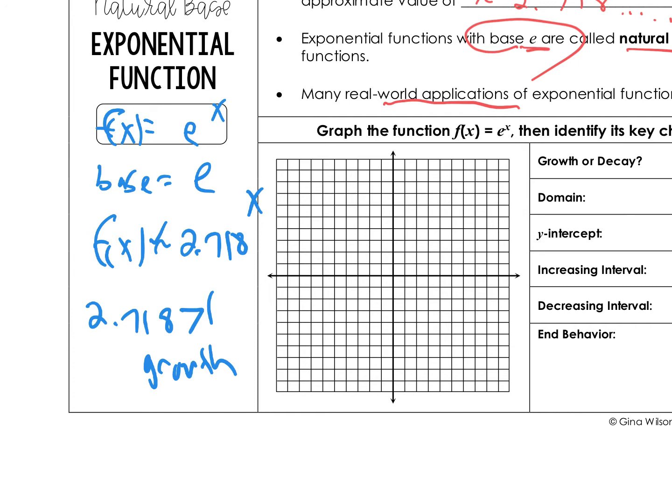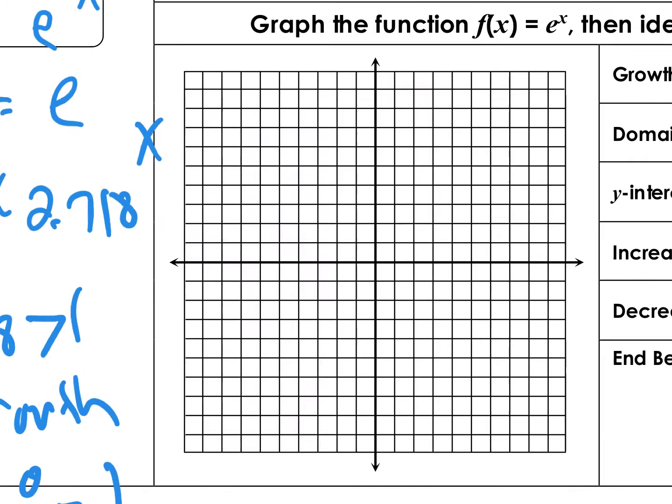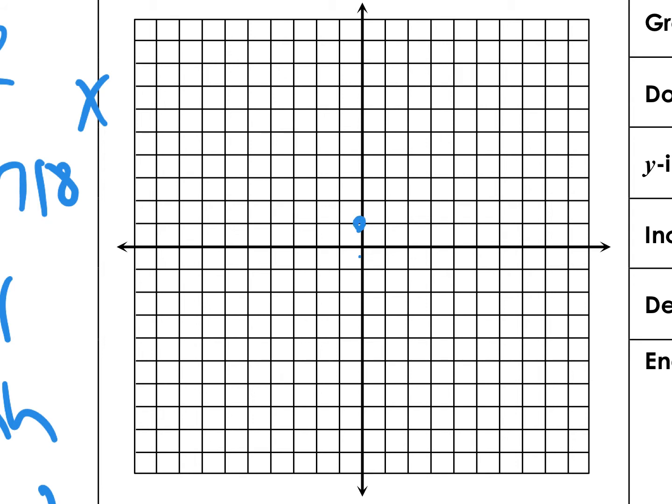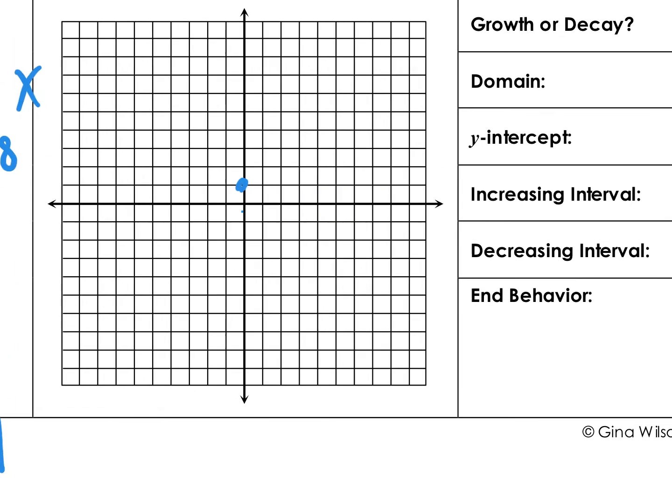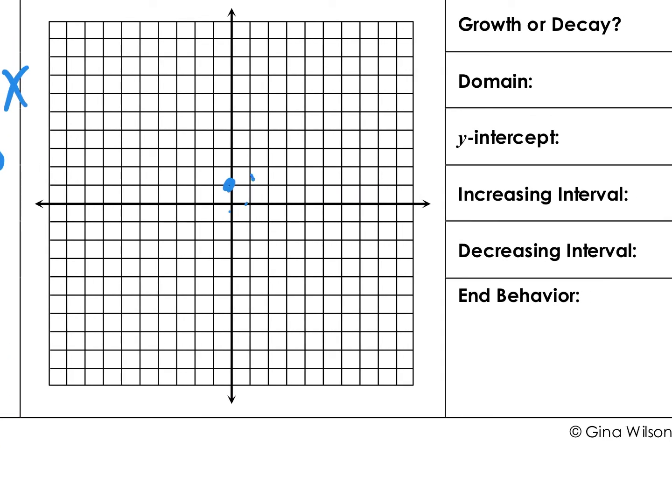And just like I did on the other problems, since 2.718 to the 0 power is 1, then I know at 0, it still goes there. 0, 1 is still going to be the y-intercept. Now, if I want to know what happens when x is 1, well, e to the 1 is just e, so that's 2.7. So if I go to 1, it's about here. So there's my growth. There's my beautiful growth. And since it did not shift up or down, it's still going to go just like the other exponential growth problems.